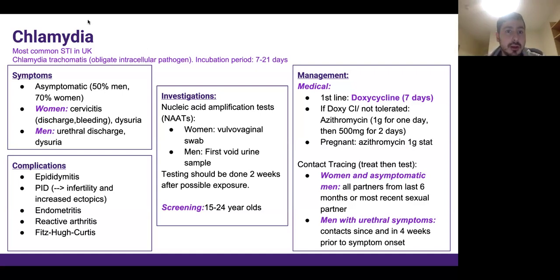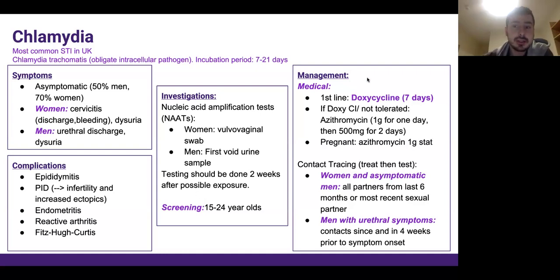If you remember back to a room last year, chlamydia can also cause reactive arthritis, which is arthritis, urethritis, and uveitis or conjunctivitis. I'll need to double check that. But the investigations will be the NAATs. For men, you want to do a first void urine sample, but for women, you want to do a vulvovaginal swab.